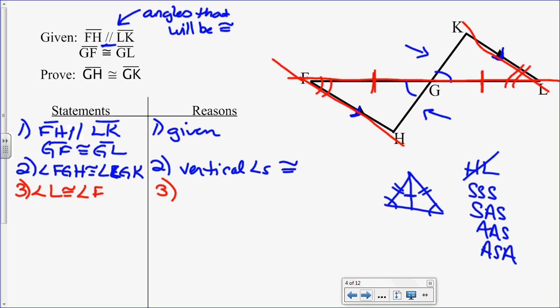Not vertical angles, because they have to be made by 2 intersecting lines and only share a vertex. 2 parallel lines cut by a transversal. Are they on the same side or opposite sides of that transversal? They're alternate, right? Now, are they between the parallel lines or outside of the parallel lines? If we look at it just at those lines, it looks something like this. Okay? This is congruent to this. Alternate interior.